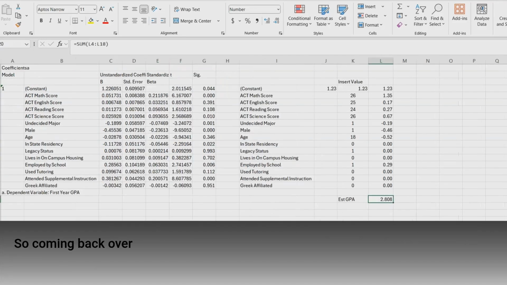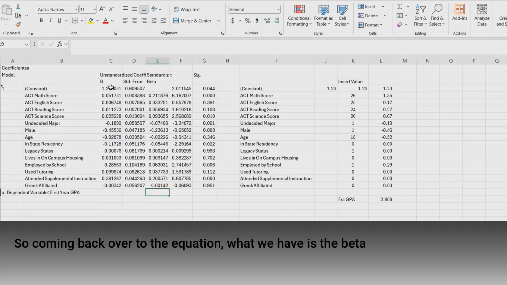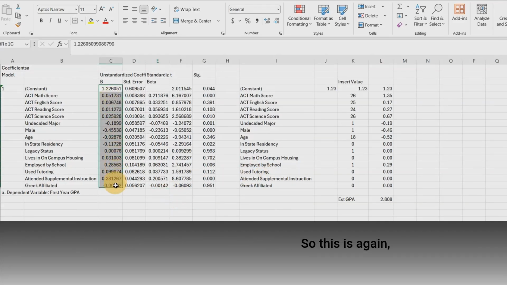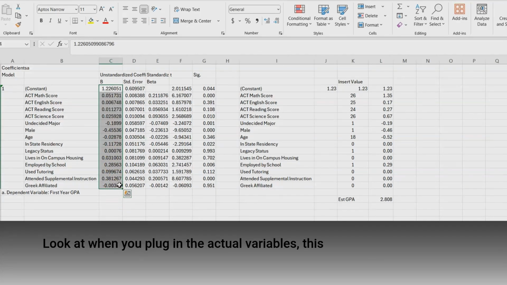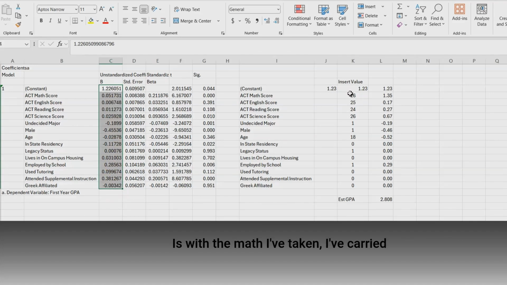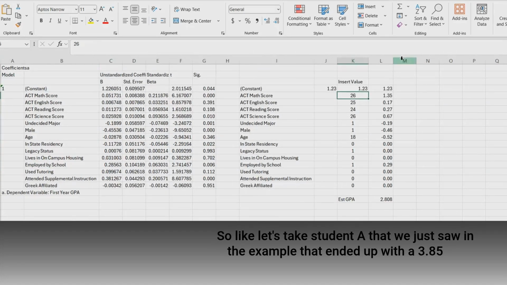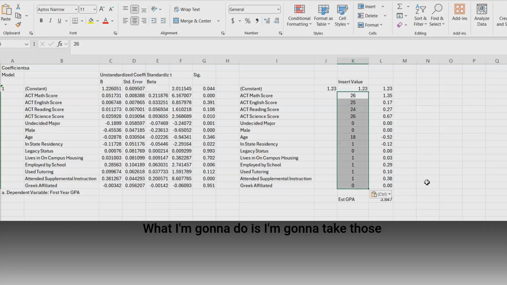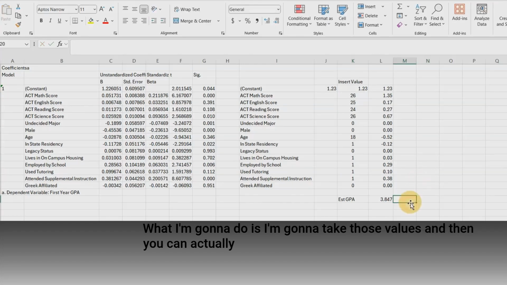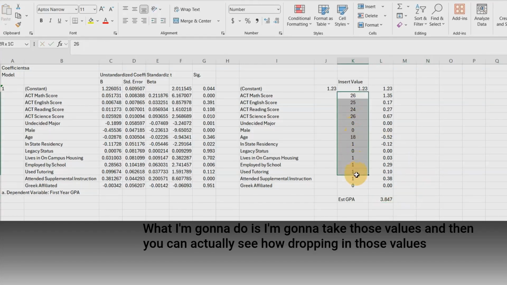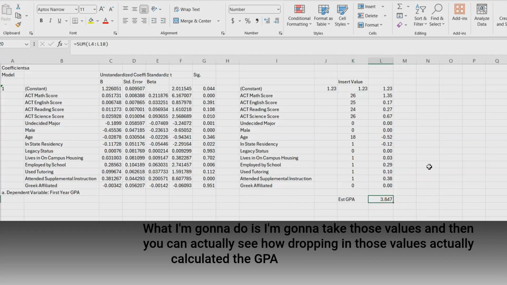So coming back over to the equation, what we have is the beta coefficients, right? And these are unstandardized. So this is, again, the real world look at when you plug in the actual variables, this is what's going to come out. So what I've done is with the math, I've carried over the score. So let's take student A that we just saw in the example that ended up with a 3.85 GPA. What I'm going to do is take those values, and then you can actually see how dropping in those values actually calculated the GPA based on the regression equation.